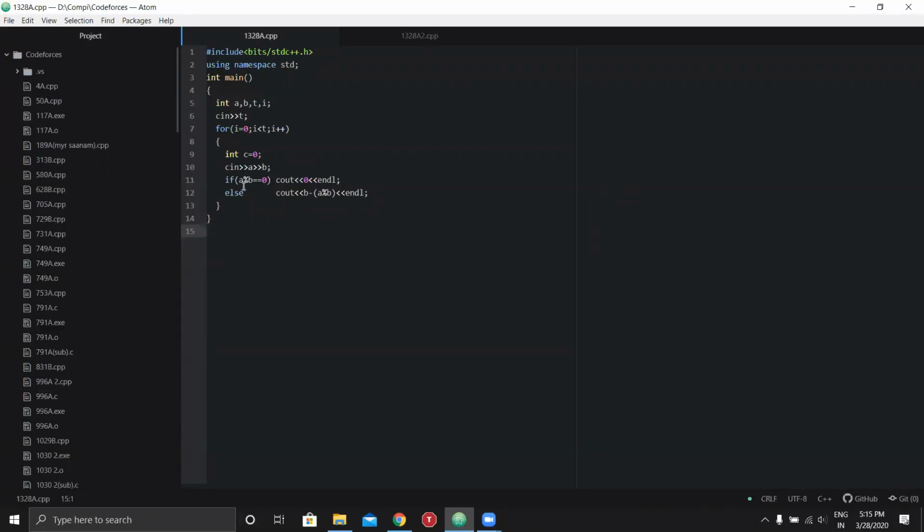Now, firstly, if a mod b is 0, what do you do? You output 0 directly, right? If a mod b is already 0, you don't need to do any calculations. It's already divisible. If it is not, in the else case, this is what the count value is: b minus a mod b. This is always the count value. This will always be correct.